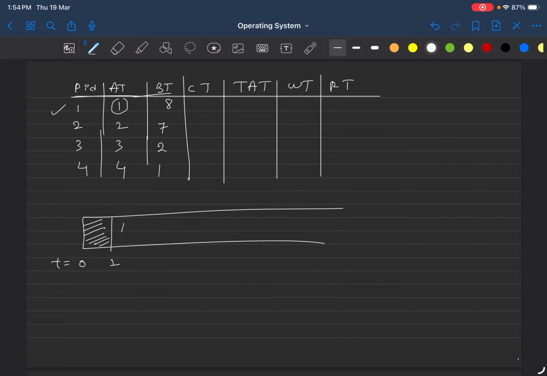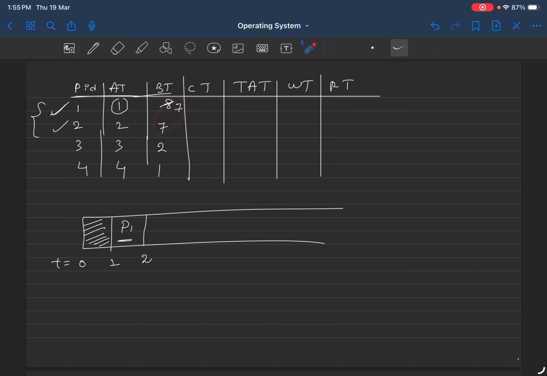That is P1. After 1 unit of time, that means time t equal to 2, your operating system will decide which process to schedule at time t equal to 2, whether to continue P1 or to take some other process. After execution of 1 unit, process 1 has 7 more units of burst time. So at time t equal to 2, now we have two processes, process 1 and process 2. Now the catch is both of these processes have the same burst time, that is 7.